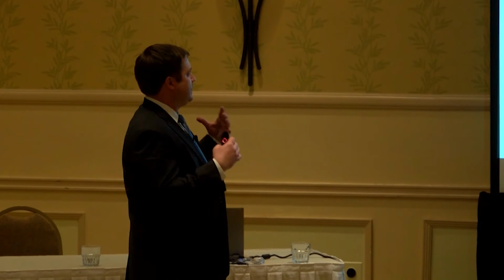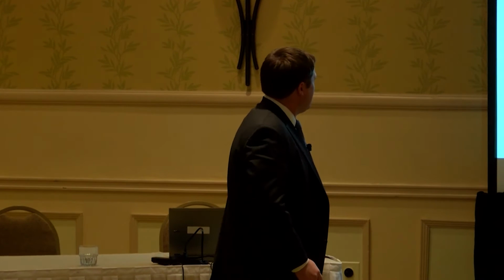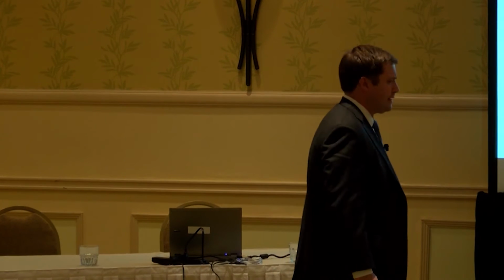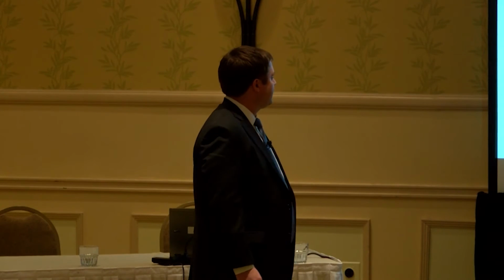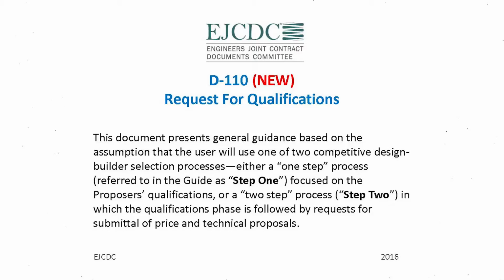I'm going to spend some time now going through the different documents, and as we go through them, you'll see how these different documents contribute to the different parts of the design build project. First, we're going to talk about the procurement stage documents. We're going to try to go through this in sequential order, because I think it makes more sense than just going by the document numbers. The first one we're going to talk about is the request for qualifications. As I mentioned, this is a new document.